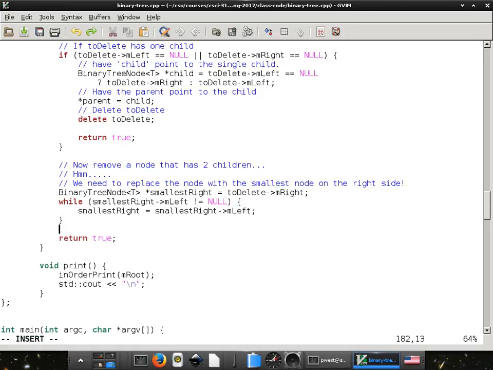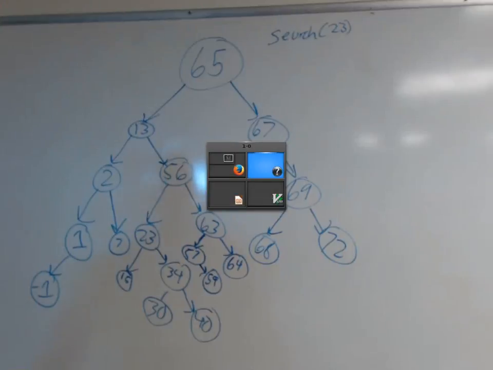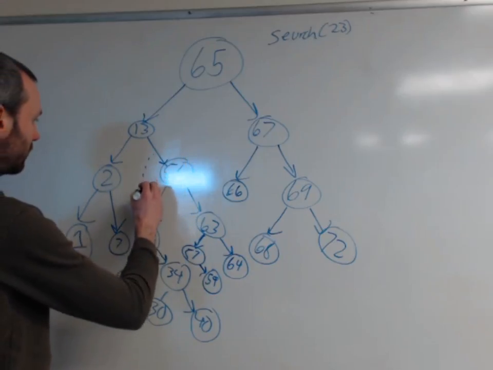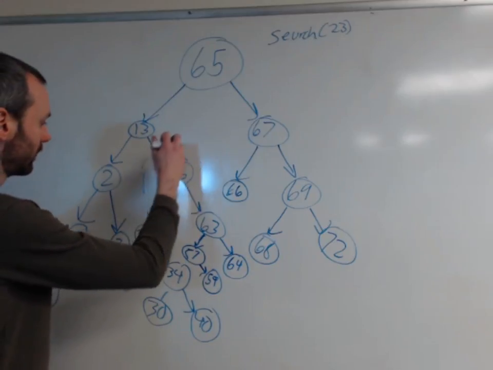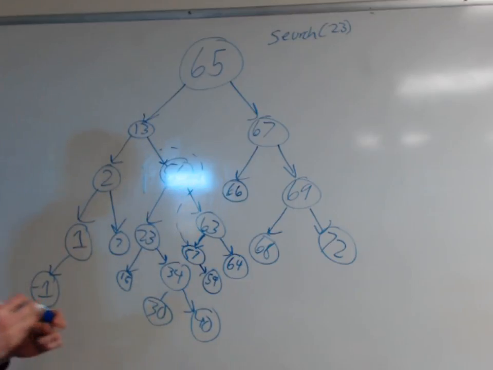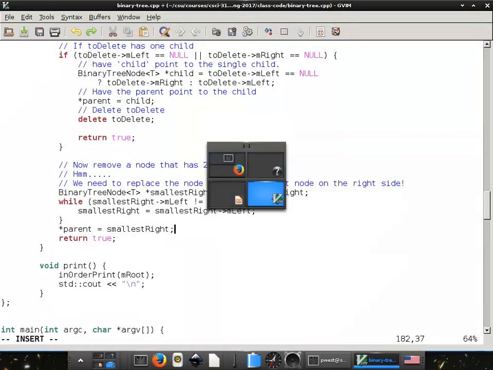So first we want to have m parent equal to smallest right. So it points to that guy, right? So that would make this guy instead point to, whoop, I'm on the wrong side. This guy point to right here, okay? Okay, and then you delete.